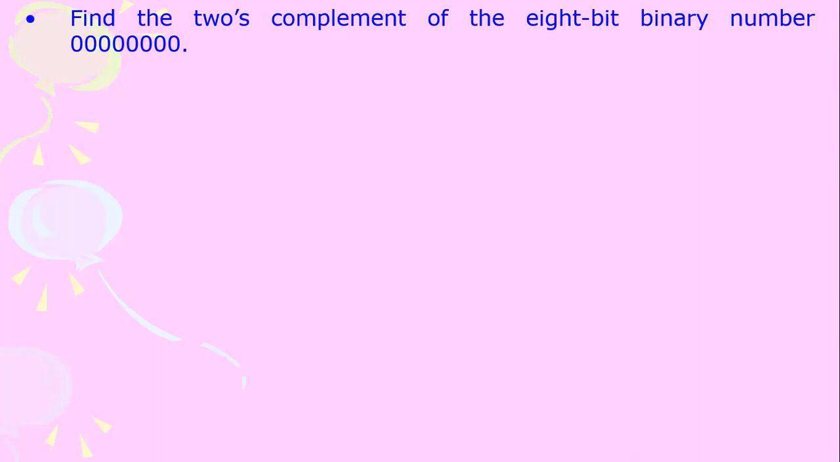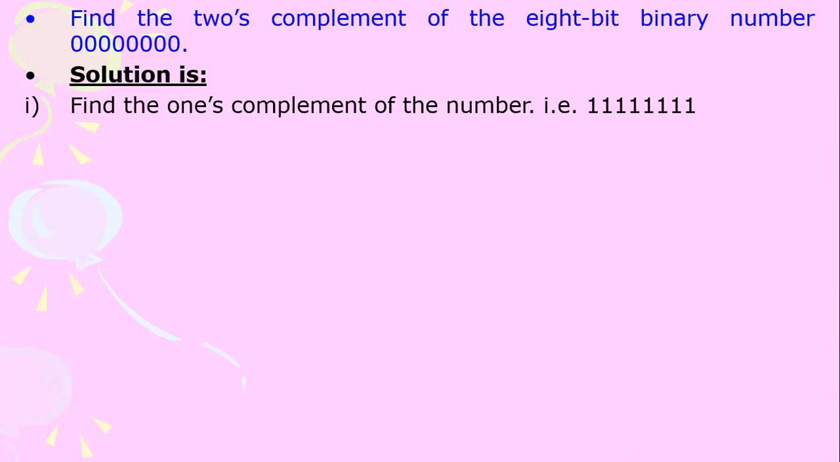What about if you are told, find the 2's complement of the 8-bit binary number 0, 0, 0, 0, 0, 0, 0, 0. What we do is, number 1, we find the 1's complement of the number. That is, we replace zeros with 1's. In this case, we get 1, 1, 1, 1, 1, 1, 1, 1 binary.